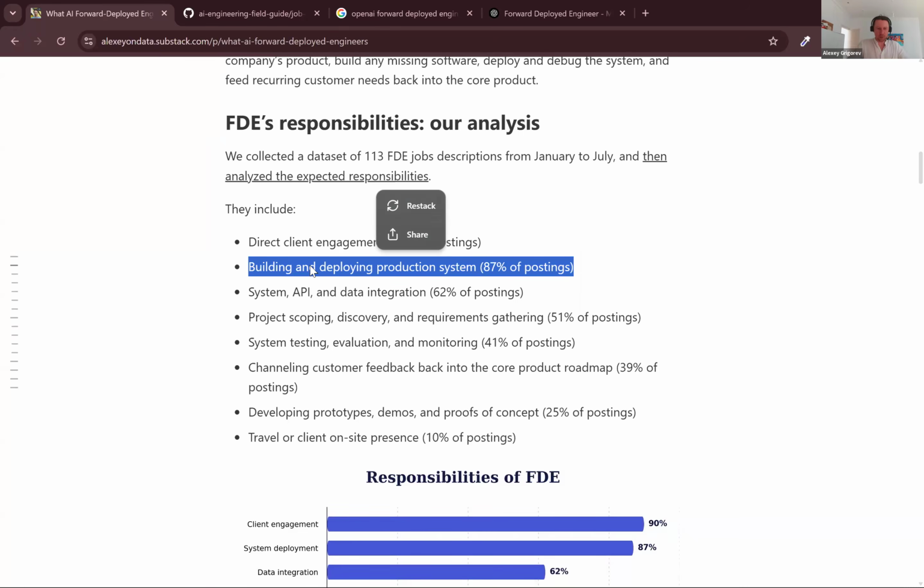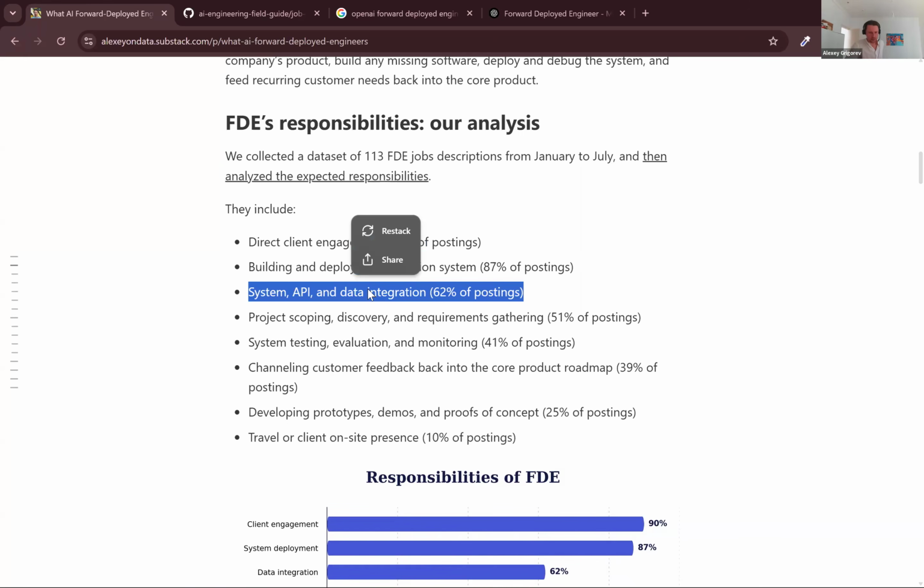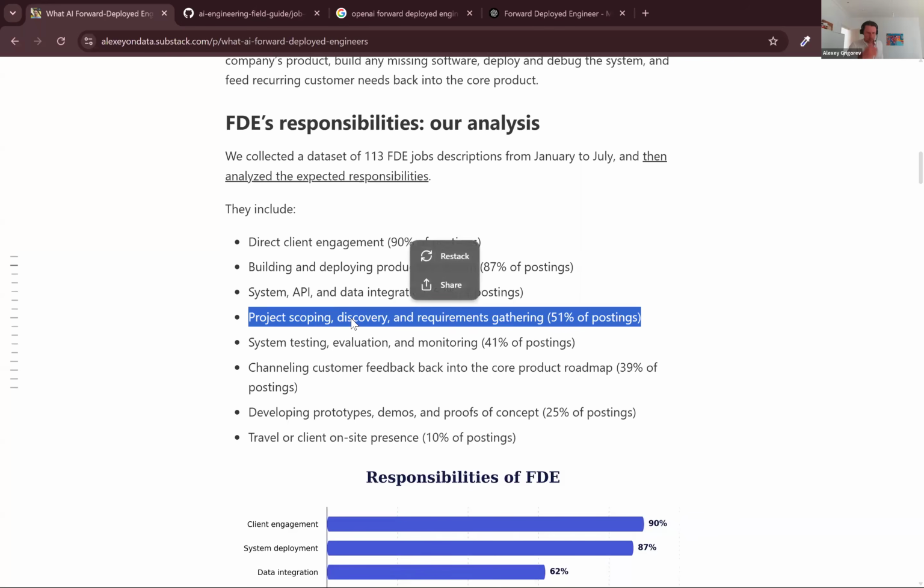They describe building and deploying production systems. So this is the essence of this role: direct client engagement plus production systems. This is what the role is about. And then of course, in order to do this, you need to create systems, you need to work on APIs, data integration, and so on.